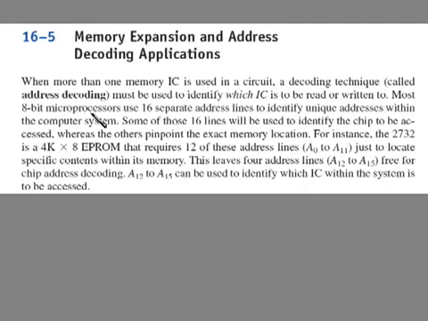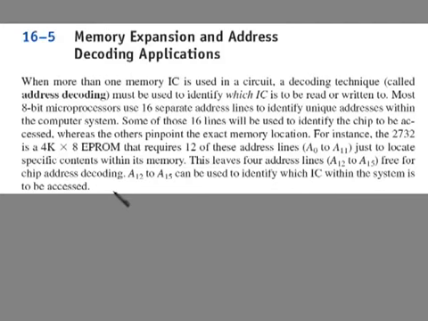Most 8-bit microprocessors and microcontrollers use 16 separate address lines to identify unique addresses within the computer system. Some of these 16 lines will be used to identify the chip to be accessed, whereas the others pinpoint the exact memory location. For instance, the 2732 is a 4K by 8 EEPROM that requires 12 of these address lines, that would be A0 through A11, just to locate specific contents within its memory. This leaves the other 4 address lines, A12 through A15, free for address decoding. So A12 to A15 can be used to identify which IC within the system is to be accessed.